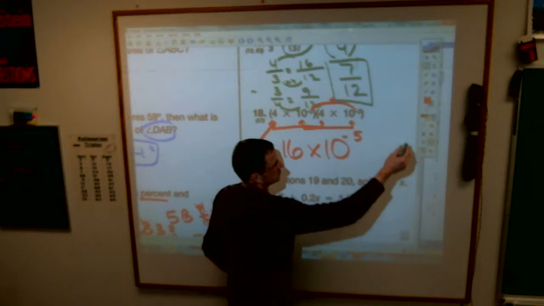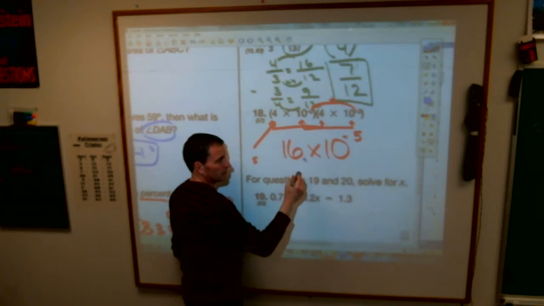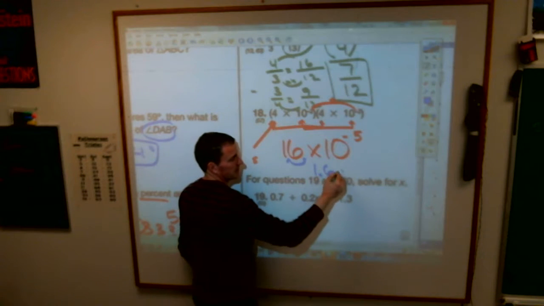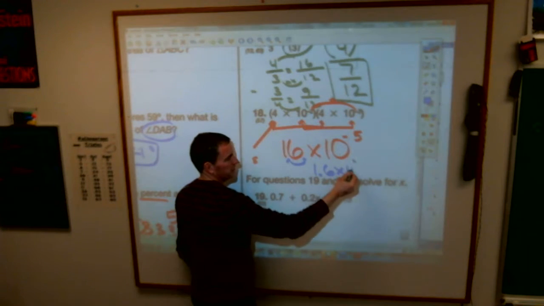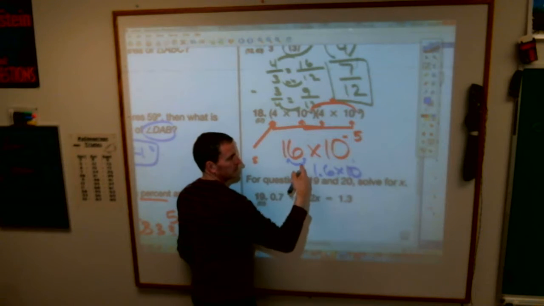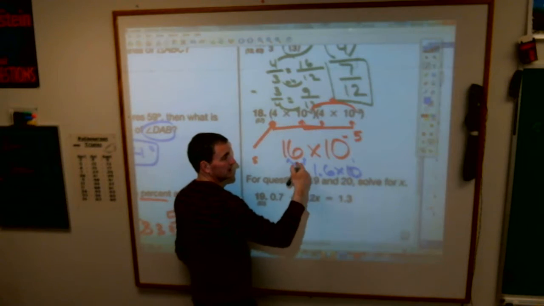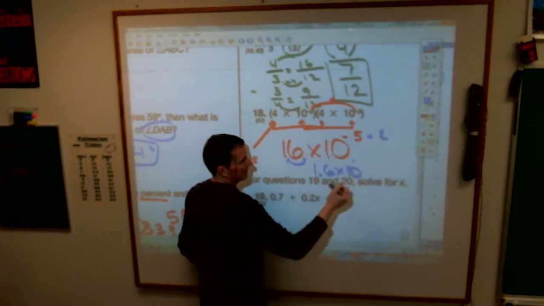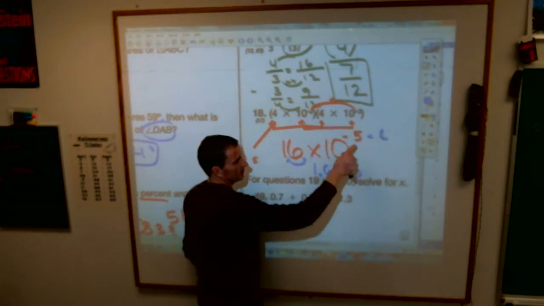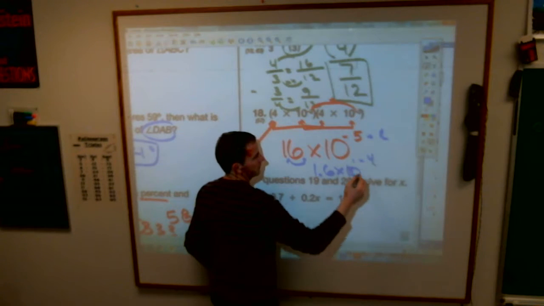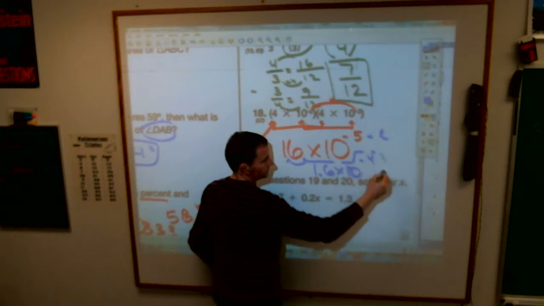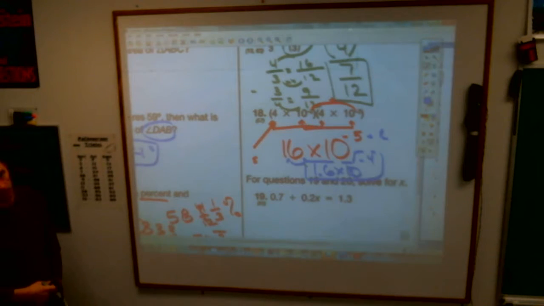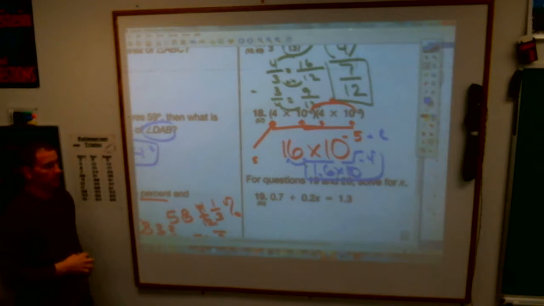It's an easy fix. You just take the decimal from where it started and move it so that it is between 1 and 10. It is now 1.6. But because you changed this, you have to adjust this number. If you make this smaller, which I did, I have to make this bigger. Negative 5 plus 1, I make it one smaller, I make that one bigger, is a negative 4. 1.6 times 10 to the negative 4th power.